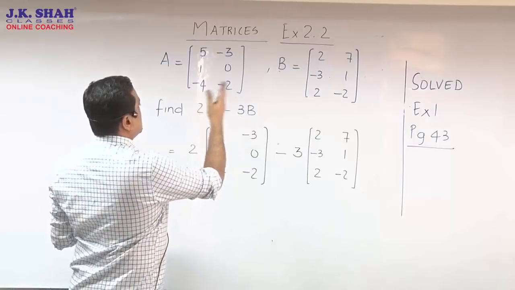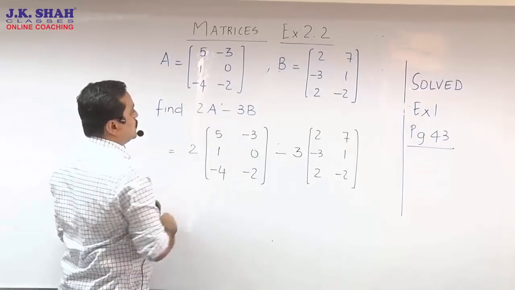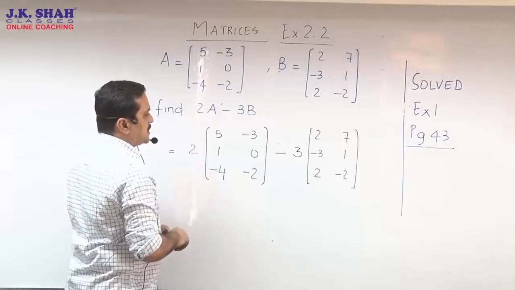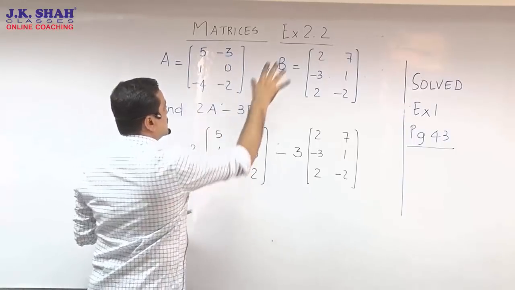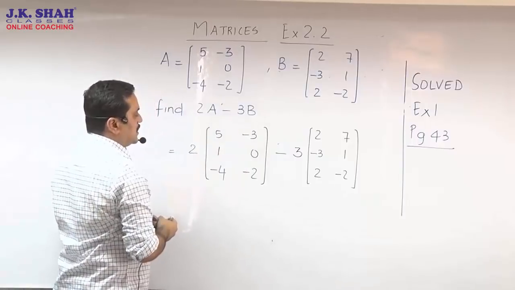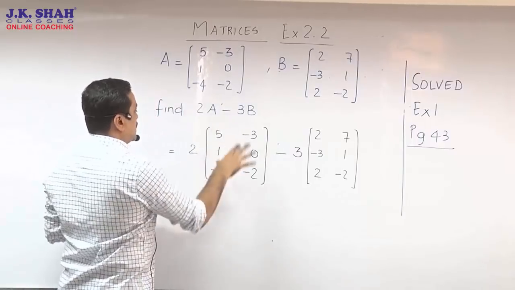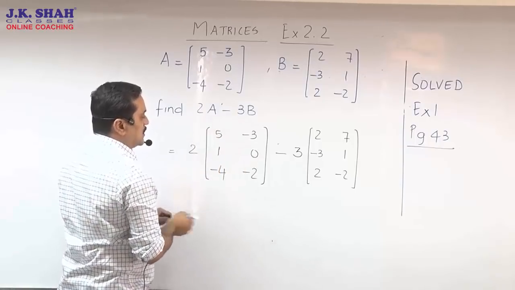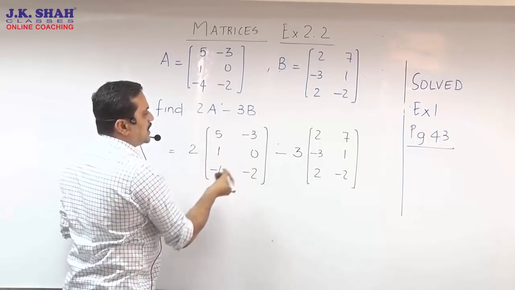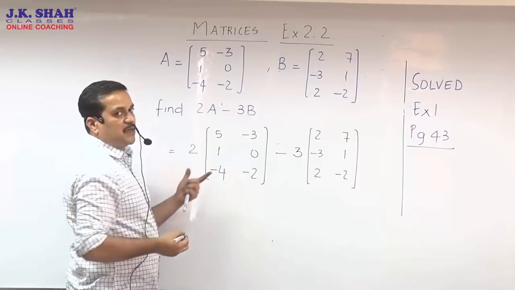We are given matrices A and B, and we are supposed to find 2A minus 3B. I have written the first step over here. In the first step I did not do much work. I just brought in my matrices A and B in my equation, 2A and 3B. Now how to start? This matrix has a 2 in front, so we need to multiply the entire matrix by 2. Entire matrix means all the elements inside the matrix you need to multiply by 2.